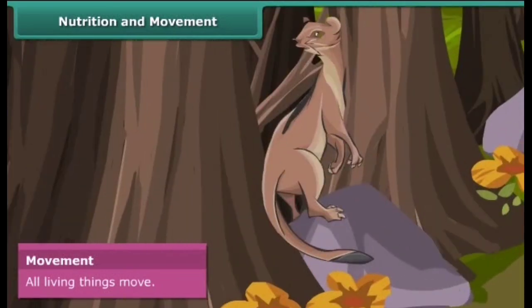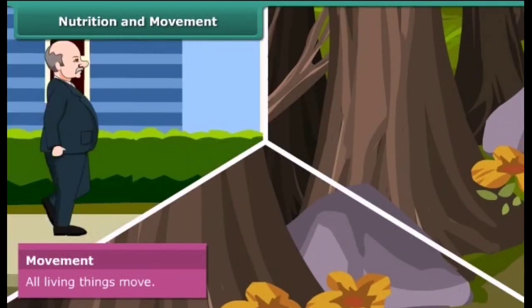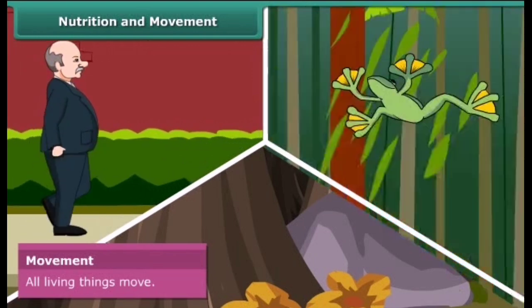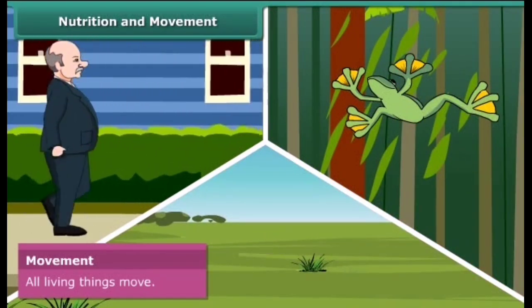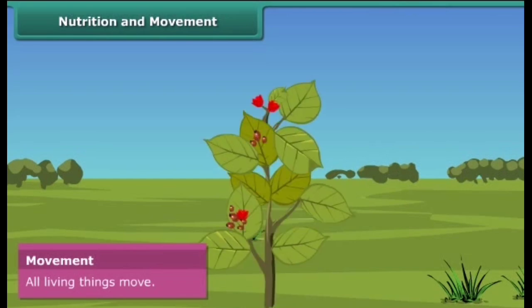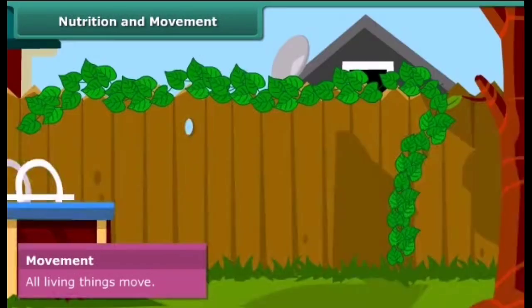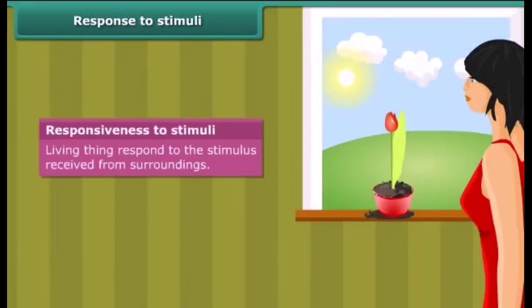All living things move by their own accord. People walk, frogs leap, snakes crawl are actions of movement. Similarly, plants also make some movement, but they do not change their place. For example, climbers move towards the support. When you place a plant near the window, you observe that the plant bends towards the light entering through the window.